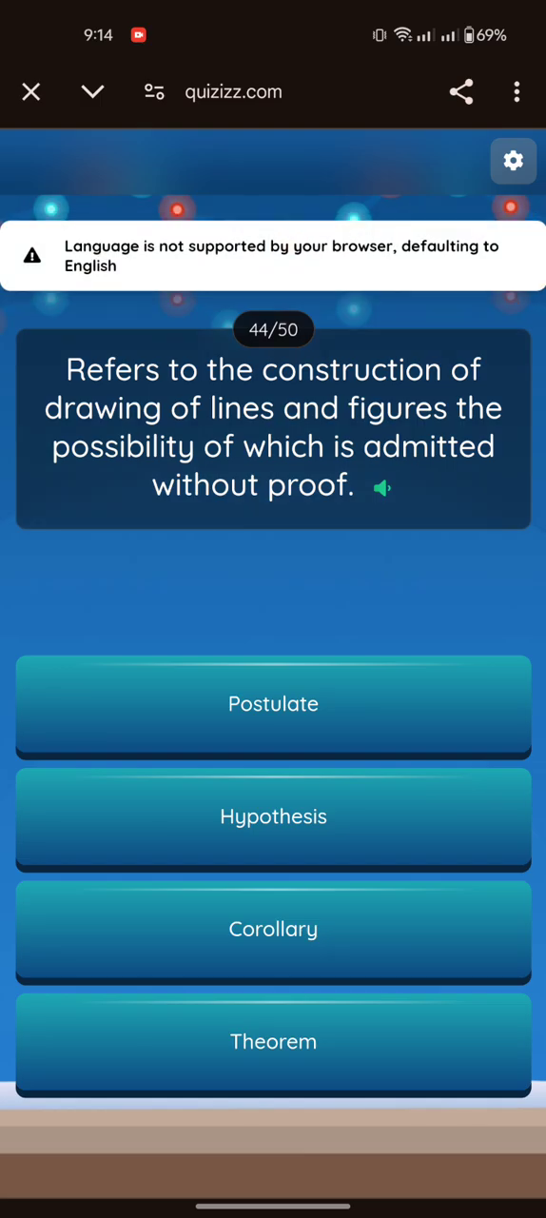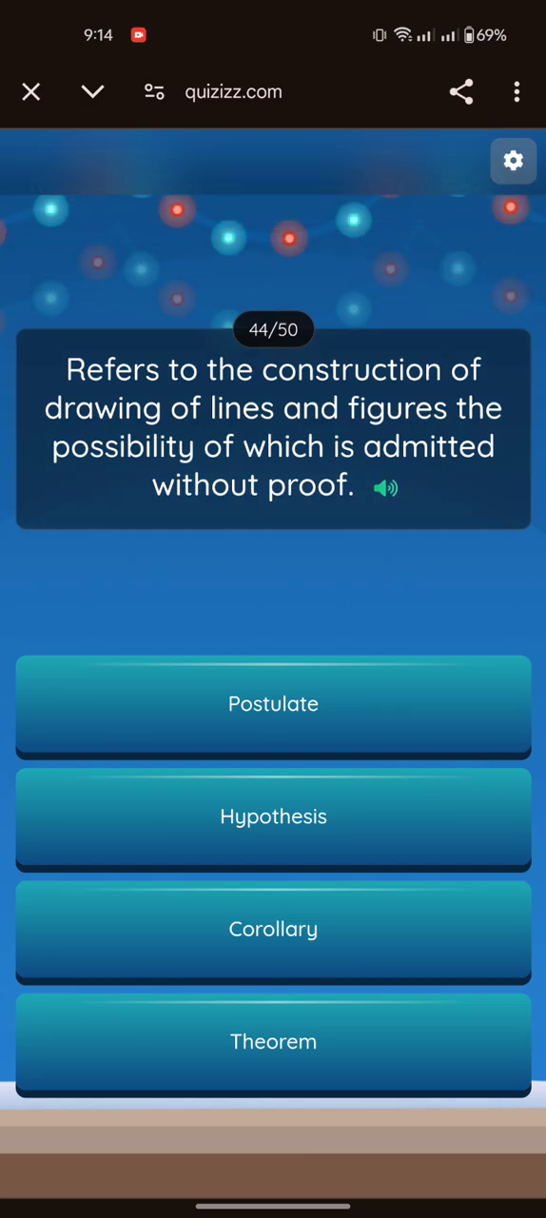Question. Refers to the construction or drawing of lines and figures, the possibility of which is admitted without proof. Option 1, postulate. Option 2, hypothesis. Option 3, corollary. Option 4, theorem.